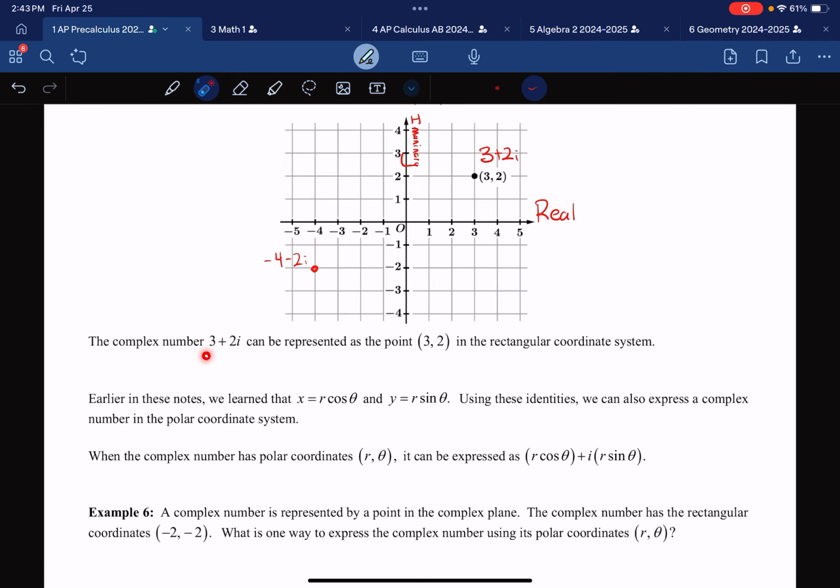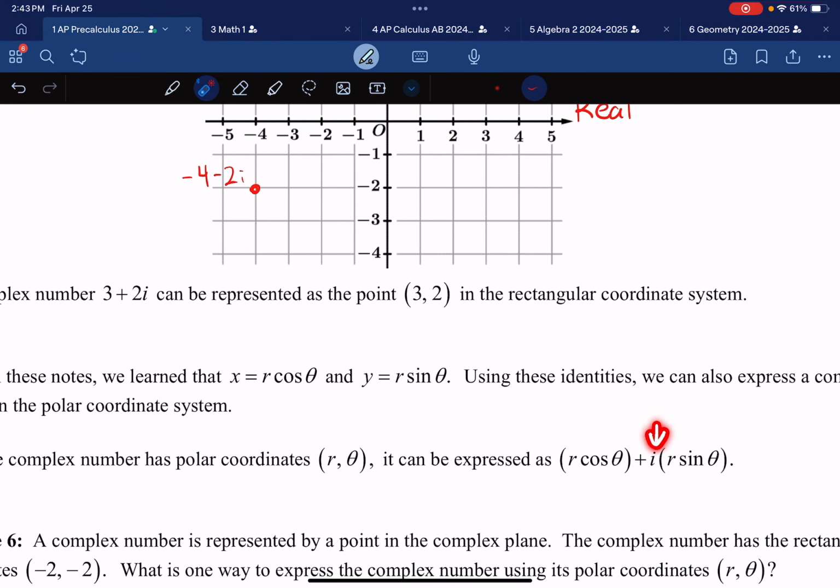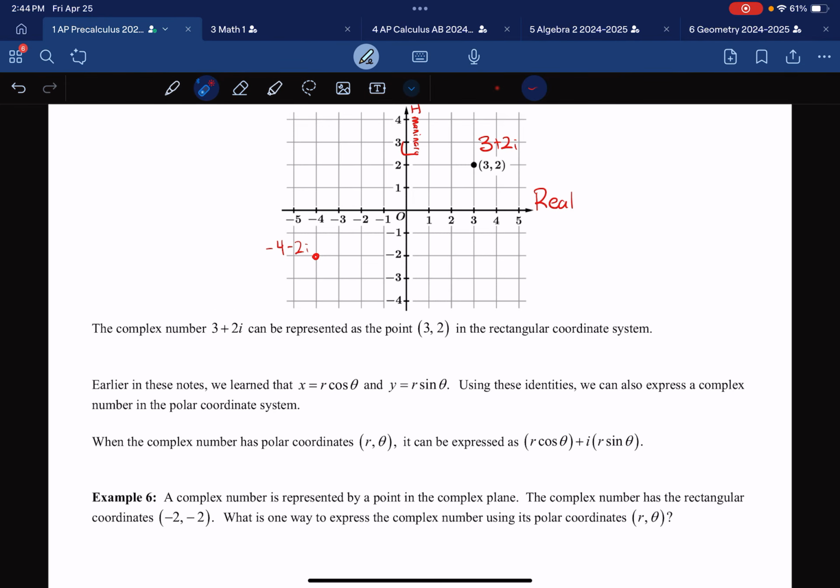So yes, 3 plus 2i is the same thing as the point 3 comma 2 in the rectangular coordinate system. So we can still use these older definitions. Hey, we know that x is equal to r cosine of theta and y is equal to r sine of theta, which means if I want to convert this thing, I just need to put an i in front of my y term and I'm done. And that's exactly what they do. They put an i in front of this y term right here and they call it a day. It's r cosine of theta, r sine of theta, but they put an i in front and suddenly it becomes imaginary and complex, and it's trivial, but it's useful.